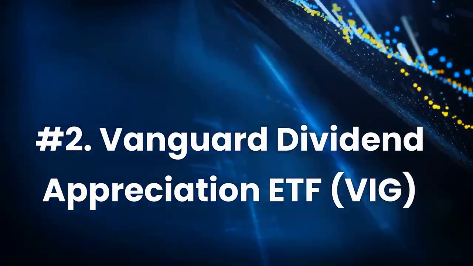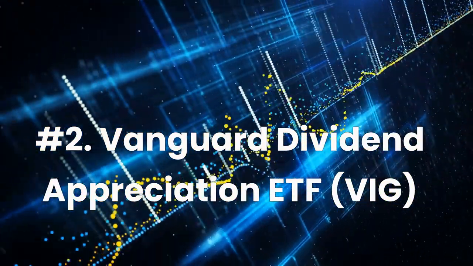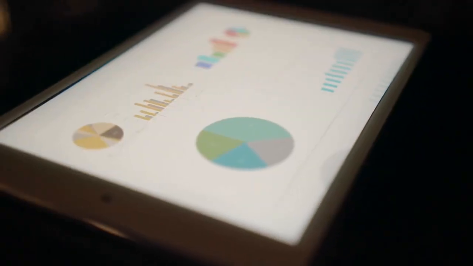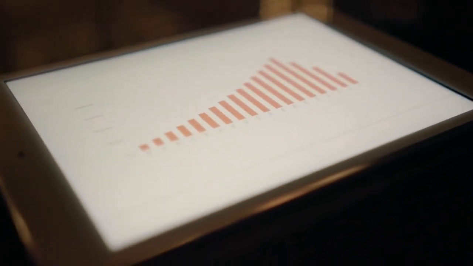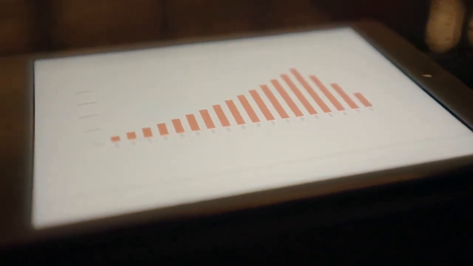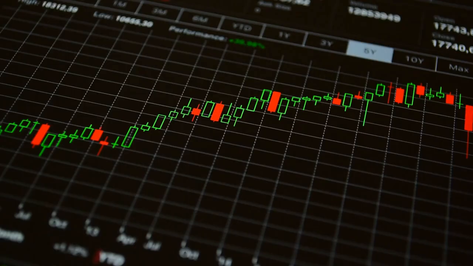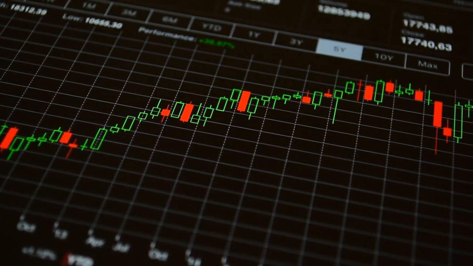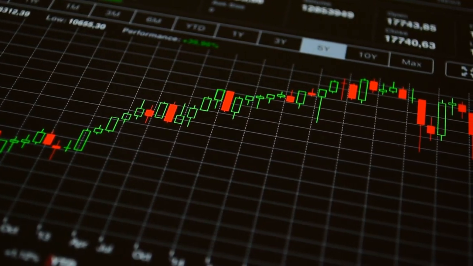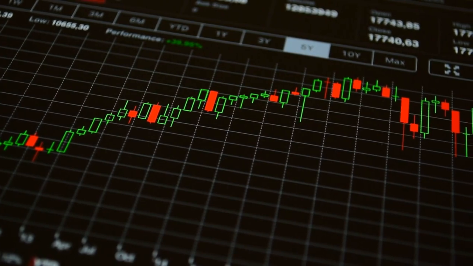Number 2. Vanguard Dividend Appreciation ETF, ticker VIG. Dividend ETFs are a little different from other funds in that they actually pay you to own them. Some companies pay a portion of their profits back to shareholders each quarter or year, which is called a dividend. The goal of the Vanguard Dividend Appreciation ETF is to track the S&P US Dividend Growers Index, which is made up of stocks whose dividend payments have gone up for at least 10 years in a row. While its returns are slightly lower than the other funds on this list, earning an average return of around 9% per year since its inception in 2006, the dividend payments can help you build a source of passive income.